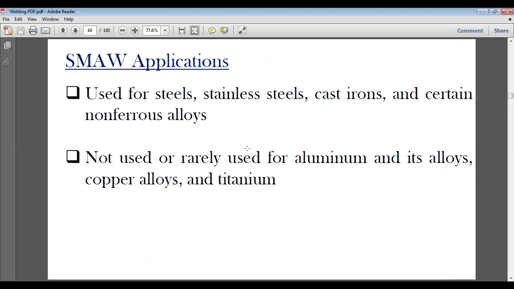Applications are steels, stainless steels, cast irons, and certain non-ferrous alloys. It is rarely used for aluminium and its alloys, copper alloys, and titanium, because, as we discussed earlier, they are used in high temperature zones and have a high melting point. So steels, cast irons, and other non-ferrous alloys are used.